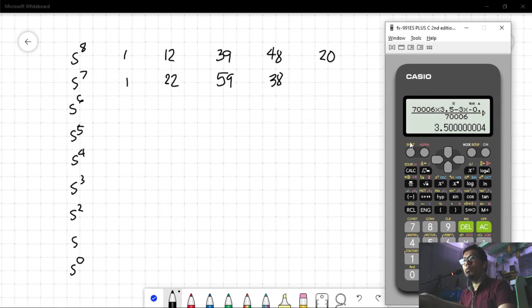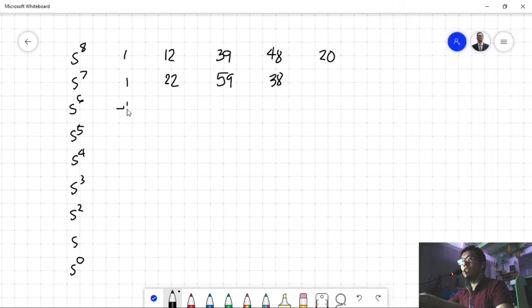So, for the first part, we will have 1 times 12, so that's 12, minus 22 divided by 1. So that should give us negative 10. Okay, so this is negative 10.